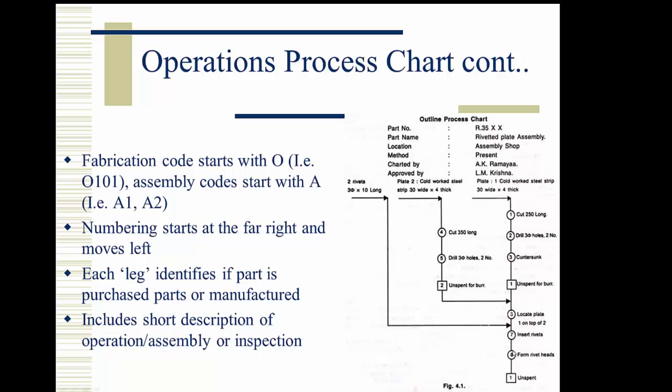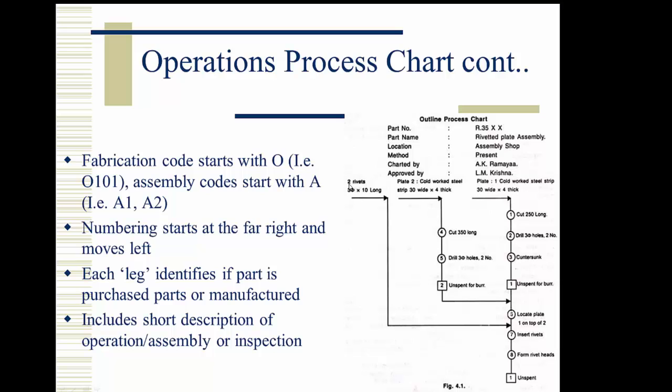We see that each leg, this is what I call a leg, each of these vertical legs here signifies a different starting point for raw material. In this case, they're all starting with raw material. So we see that this is a cold work steel strip as the starting raw material. Here it's a second plate of cold work steel as the starting material. And here it's 2 rivets. I would probably say that these are purchased parts because we didn't manufacture the rivets ourselves. We purchased these. So we can see that of the 3 legs, 2 are from raw material and 1 is a purchased item.